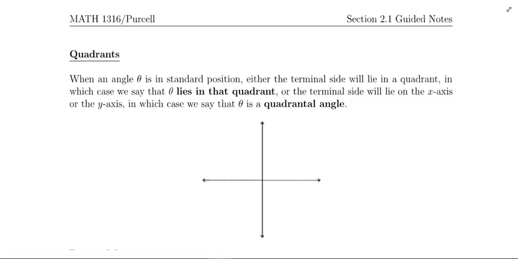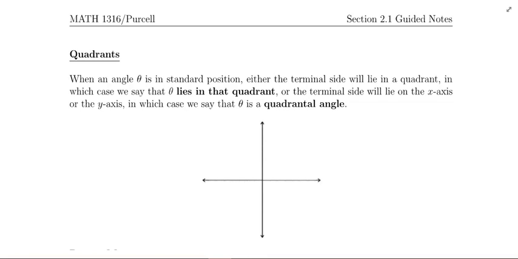On page 2, we are going to review quadrants. When an angle theta is in standard position, either the terminal side will lie in a quadrant, in which case we say that theta lies in that quadrant, or the terminal side will lie on the x-axis or the y-axis, in which case we say that theta is a quadrantal angle.